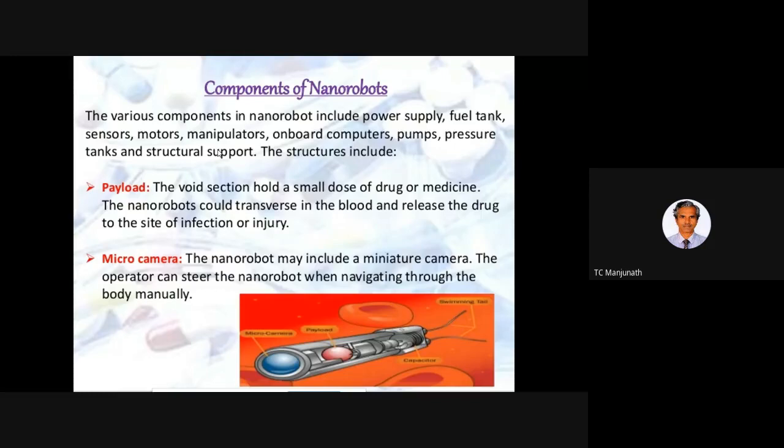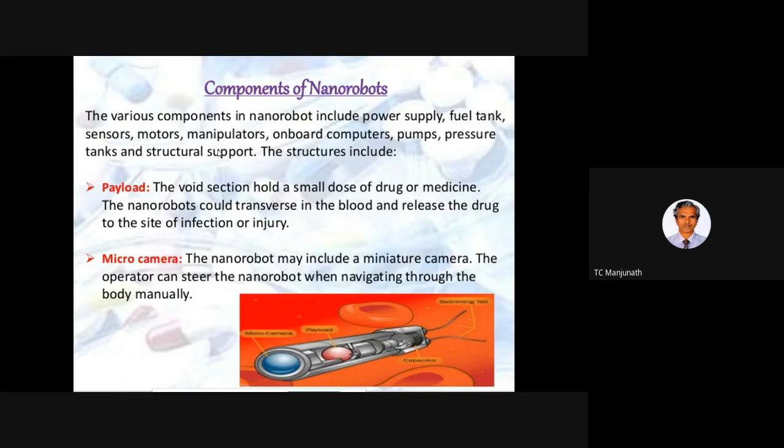So a payload will be there, and a micro camera will be there. What does the payload do? It takes a small dose of the drug or medicine, takes it up to the point, sprays and releases the drug where the injury has taken place, and comes out. And there's a micro camera. A nanorobot may include a miniature camera also. The operator can steer the nanobot. That camera acts as the feedback mechanism, also capturing the pictures, navigating through the body manually, either along the bloodstream or against the bloodstream.